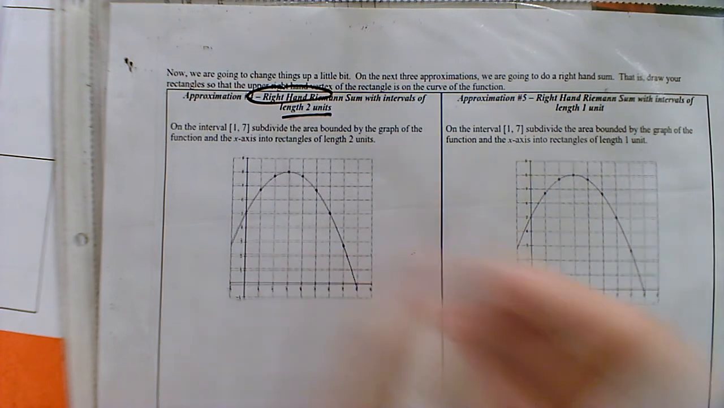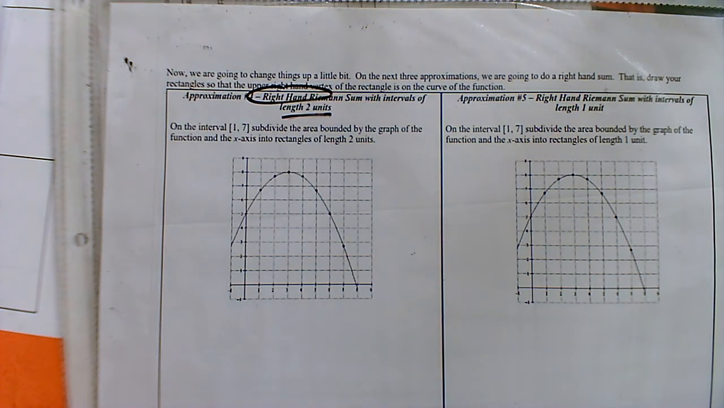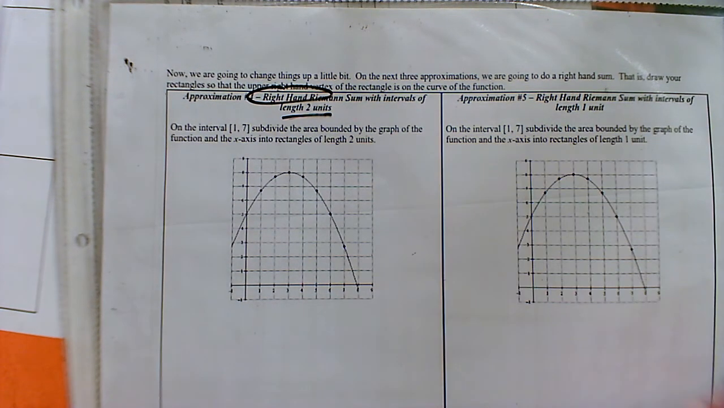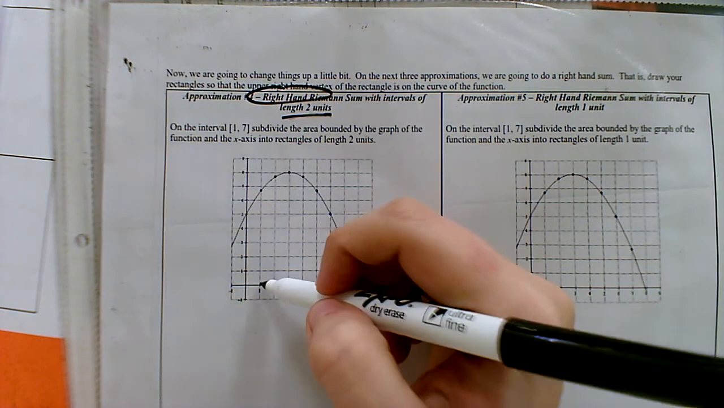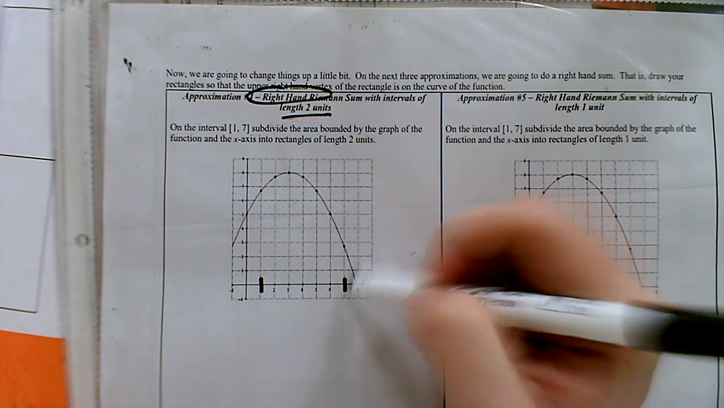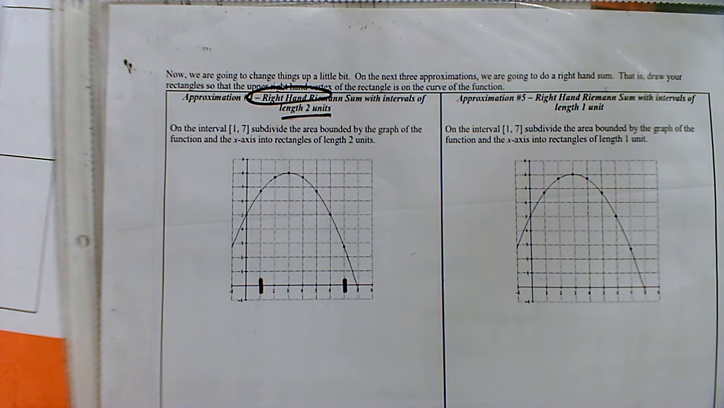All right, so we're going to start off easy. 2-unit intervals or widths of rectangles. It's still the same function. It's still from 1 to 7, which means we can use all of those values that we had previously.